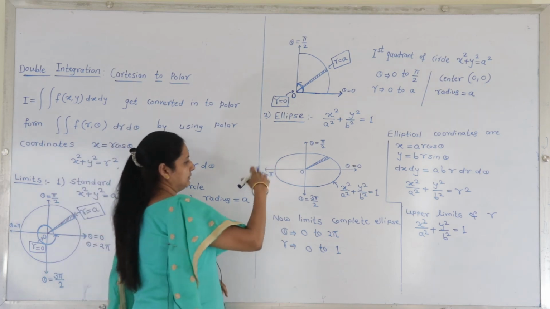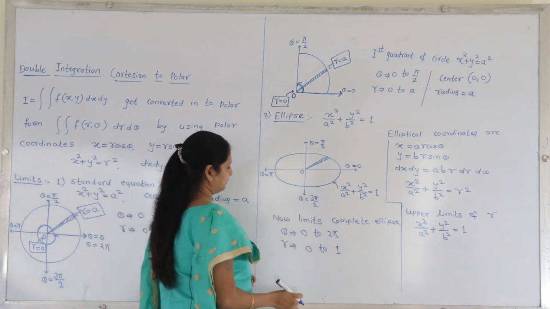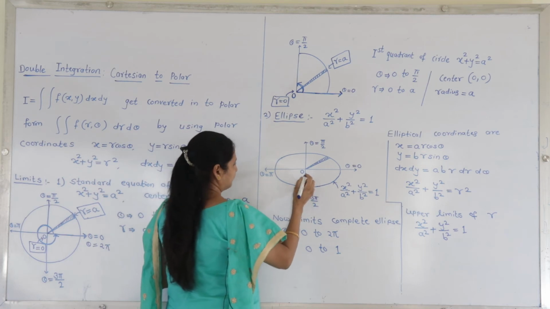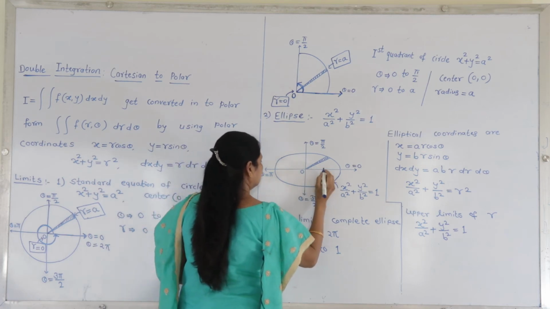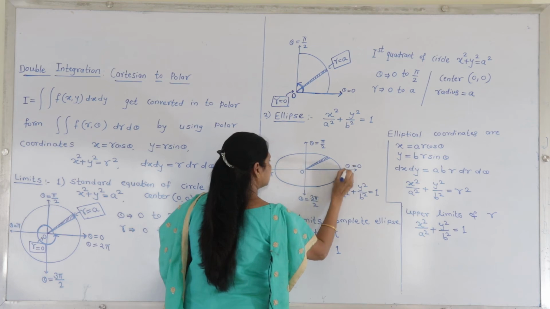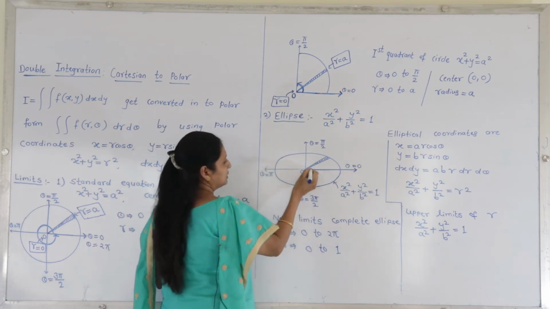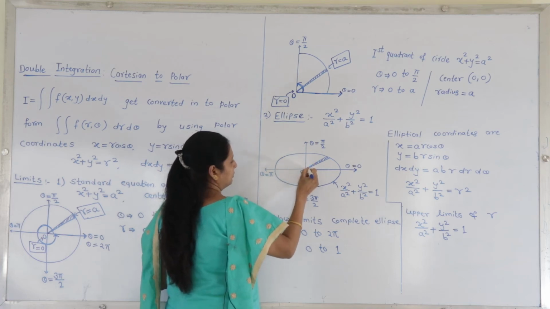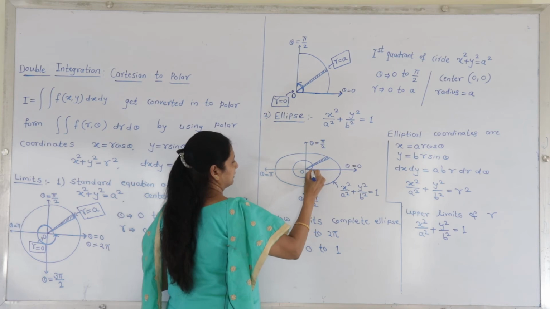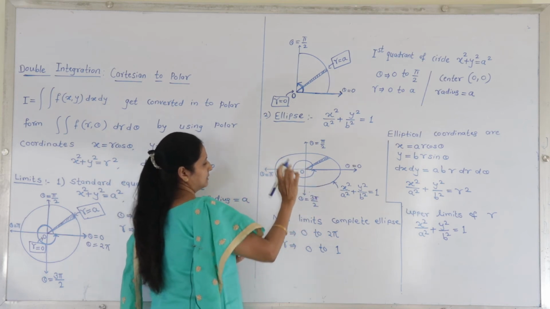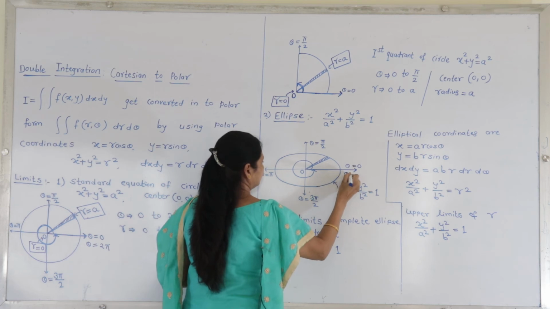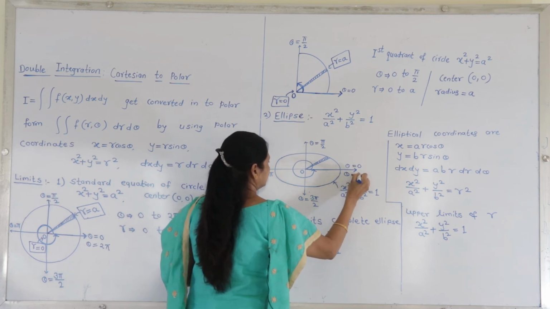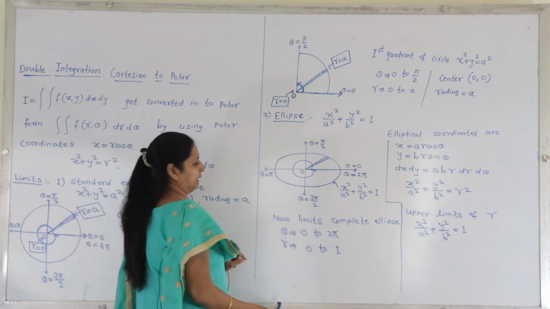Now this is the figure of the ellipse. Again we have to find the limits. Limits of theta: the rotation will start from theta is equal to 0, and we have to cover this total region. The movement of the strip will start from theta is equal to 0 and it will come again to the same position, but the total rotation is 360 degrees, that is theta is equal to 2 pi.